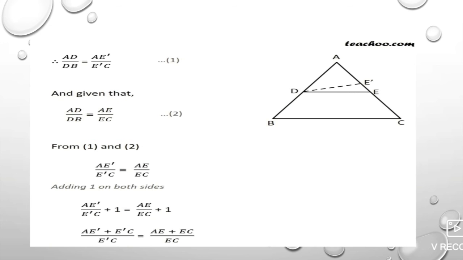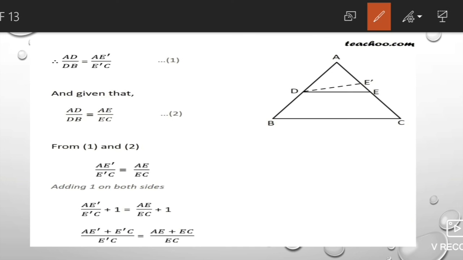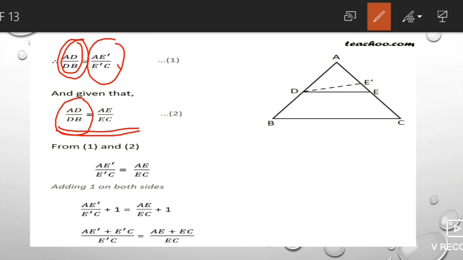You can say that AD by DB is equal to AE dash by E dash C, by the BPT theorem. But it is already given that AD by DB is equal to AE by EC. As you can see, this left hand side and this left hand side are equal. So you can say that this is equal to this one. That is what I have written here: AE dash by E dash C is equal to AE by EC.